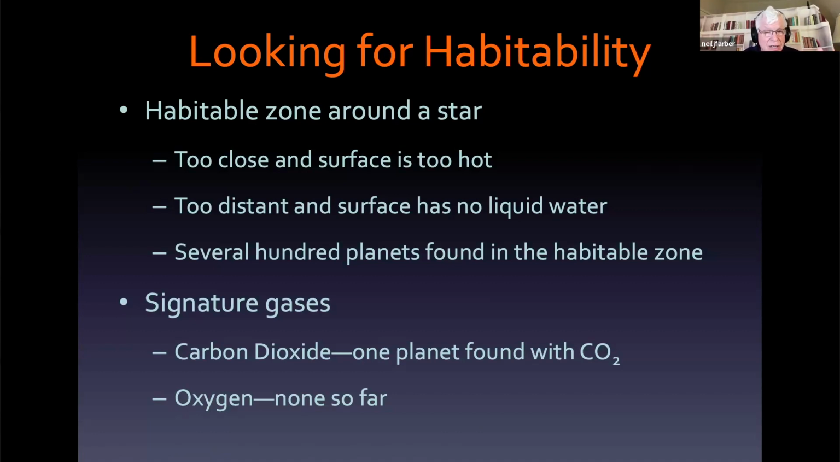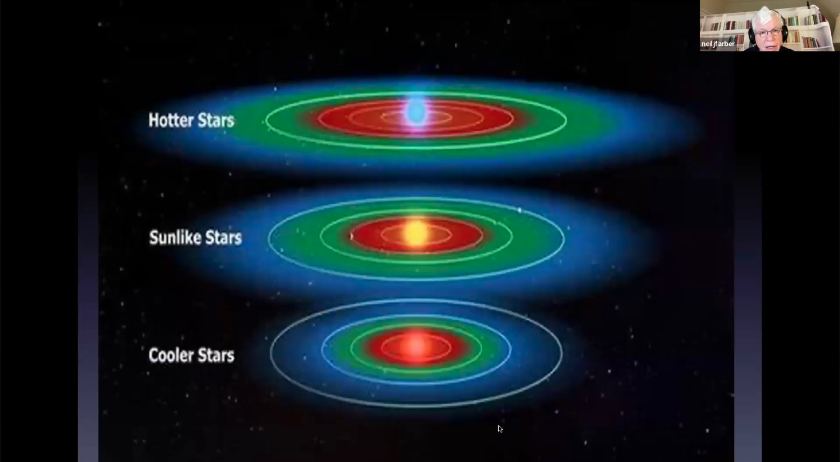So it has to at least give us a hint that there's water on the surface of the planet. There have been several hundred planets found in the habitable zone, but not all of them have been investigated yet. There's one planet that was found with CO2, I'll talk about in a second. None with oxygen so far. And this is just the habitable zones.